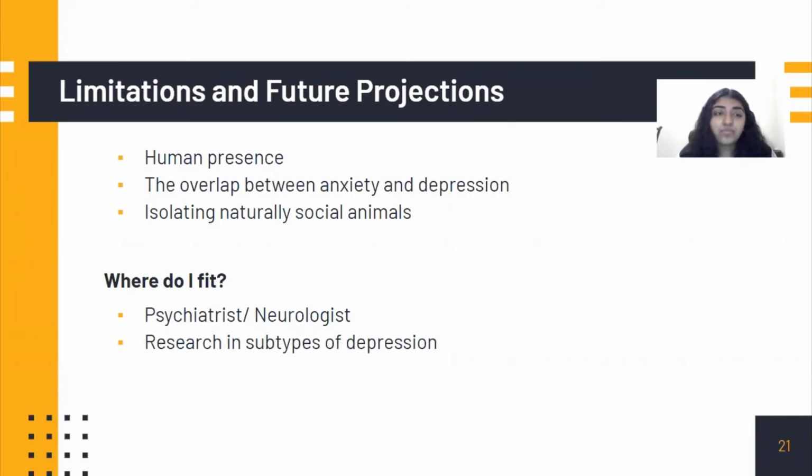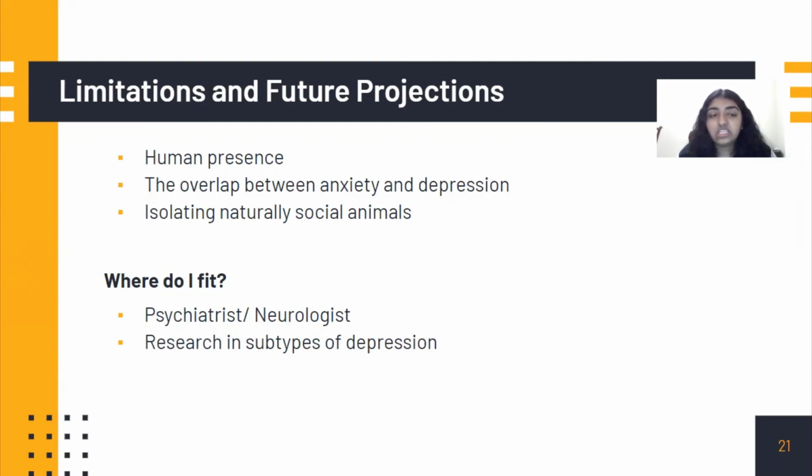Thirdly, the problem and a limitation in depression-like research is isolating naturally social animals. The problem is that mice are naturally social animals, and many researchers isolate them so that other mice don't interact with the other mice and tamper results. But the problem with this is that the isolation can cause changes in mood and changes in behavior, which may be mistaken for depression-like phenotypes when it isn't.